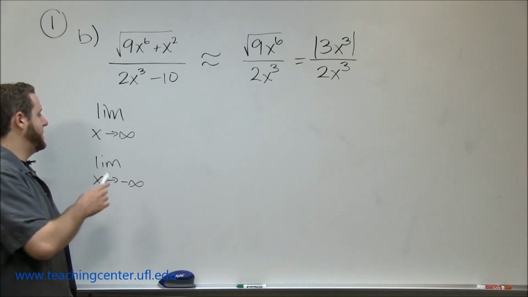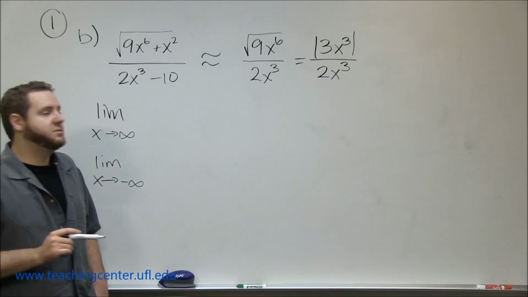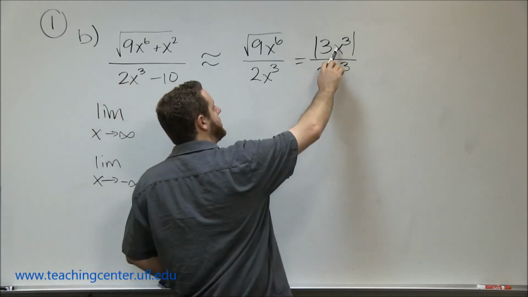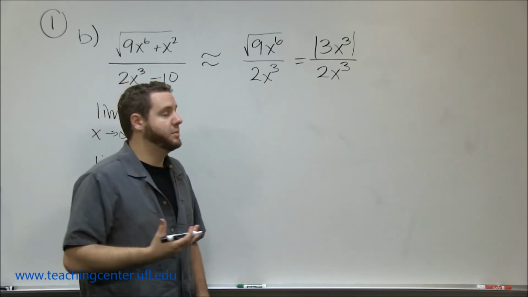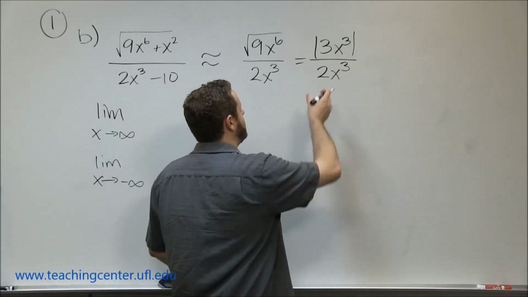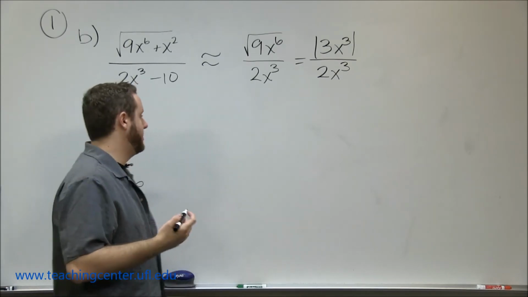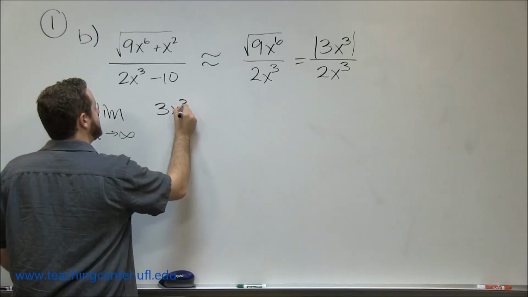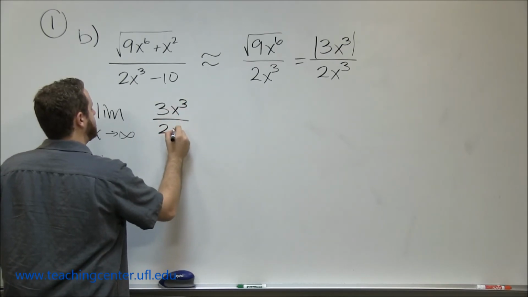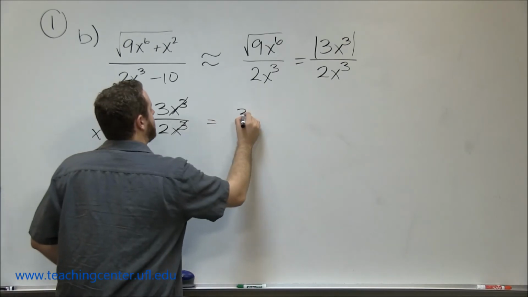So let's first think of the limit as x goes to positive infinity. Well, if x is going to positive infinity, then we don't need the absolute value bars here because x cubed is clearly going to be positive. Remember that if you're doing an absolute value, if the term inside is already positive, then you don't need the absolute value bars. So for this one, our function is essentially just 3x cubed over 2x cubed. The x cubes would cancel out, and we would get 3 halves.